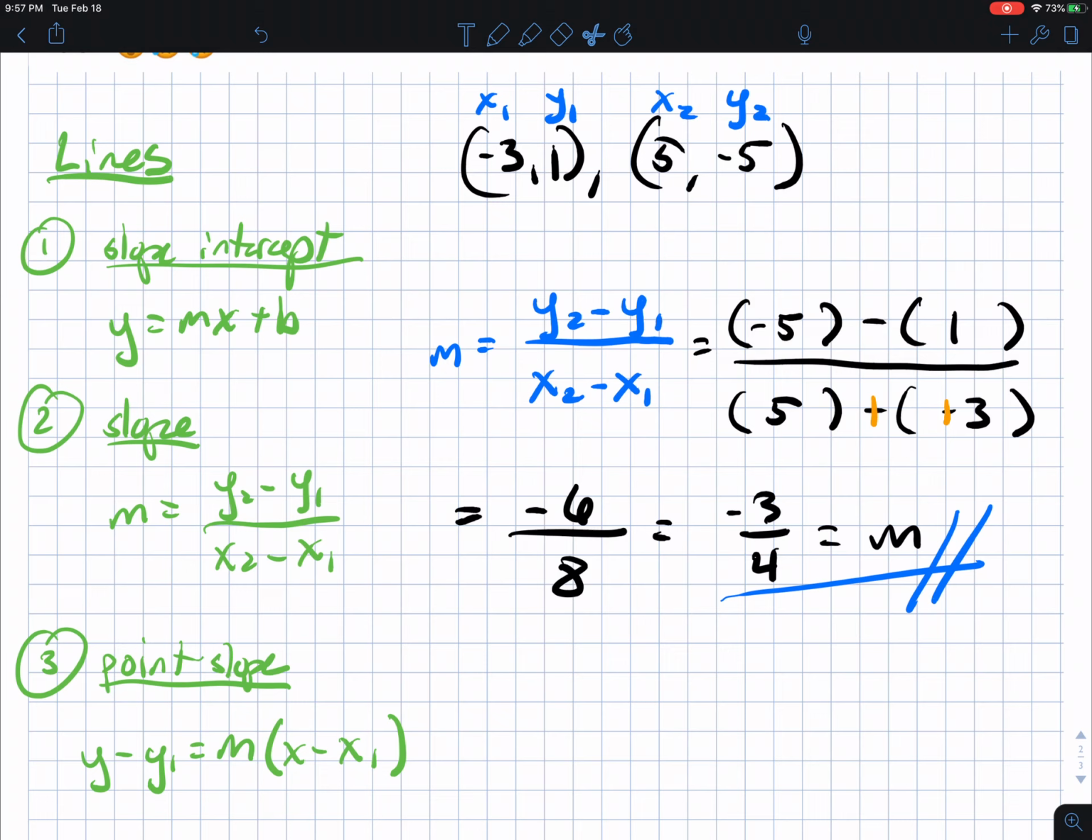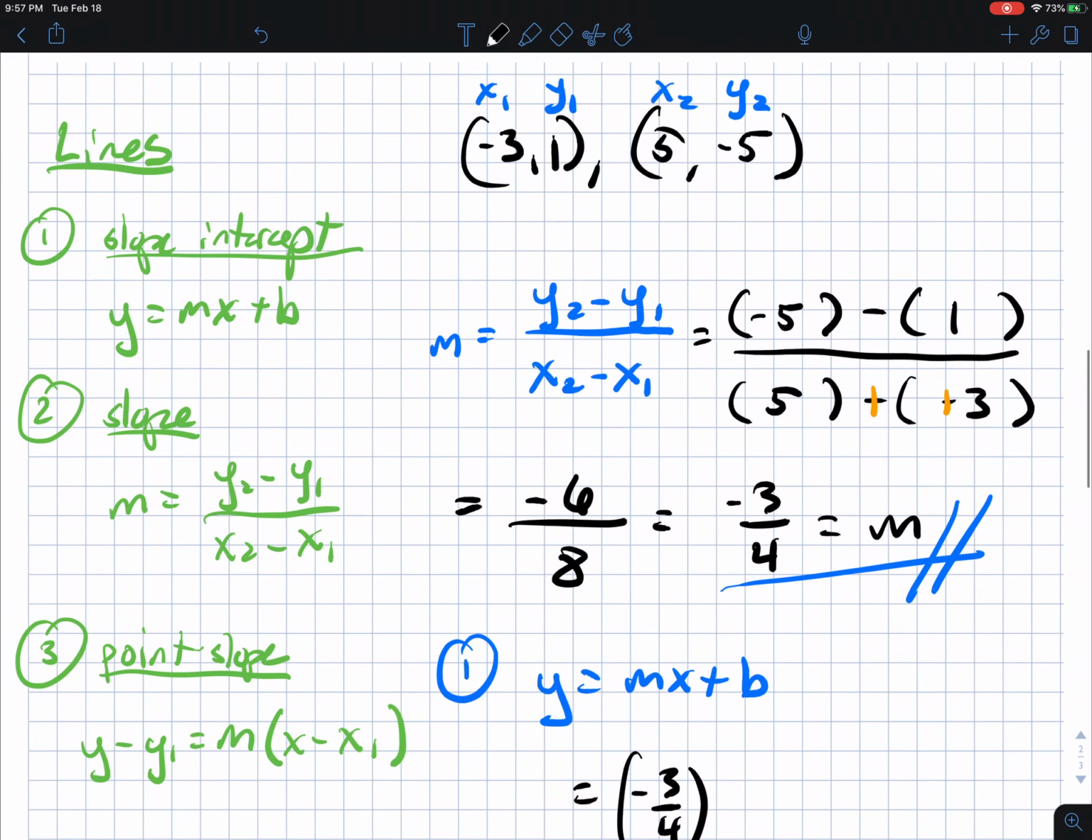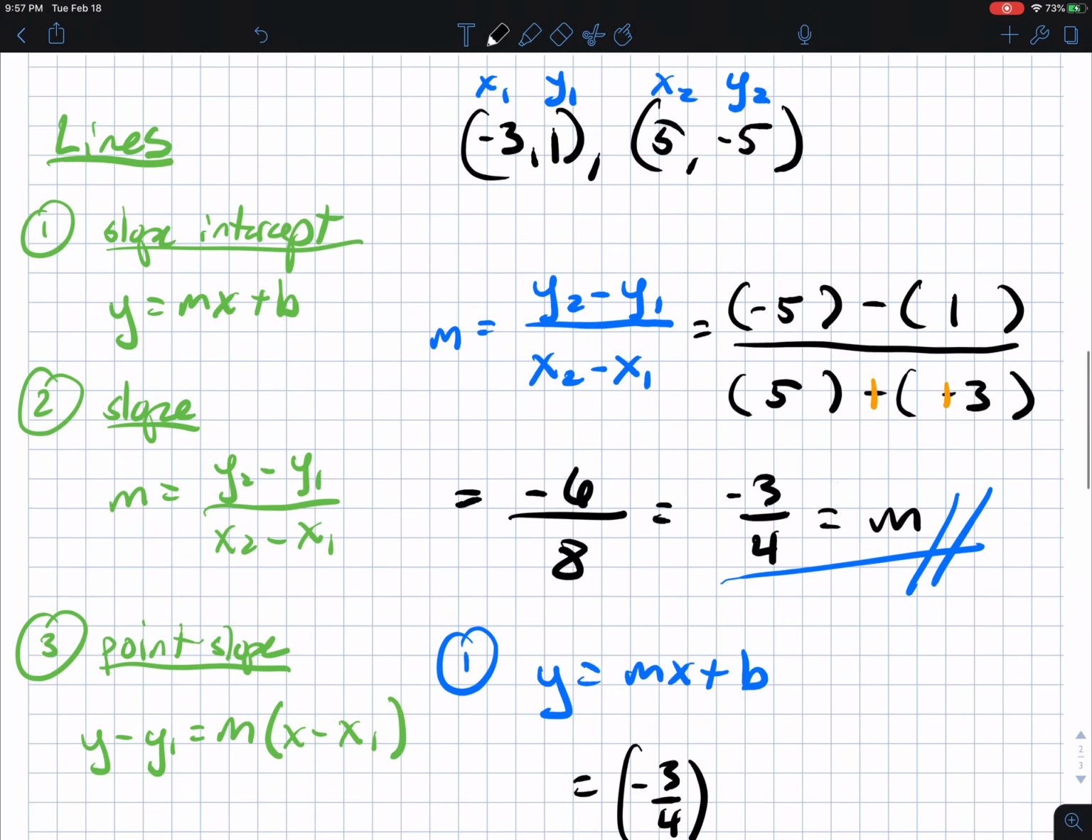We got a slope, we got a point. We could use equation 3, but I'm partial to equation 1, so I'm going to use equation 1. Again, every time we use a formula, write it down. So we have y equals mx plus b. We just found our slope, which was -3/4. And we're going to choose one of the points. I'm going to choose the first point.